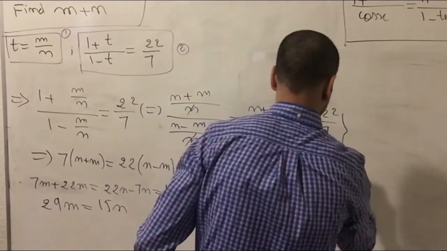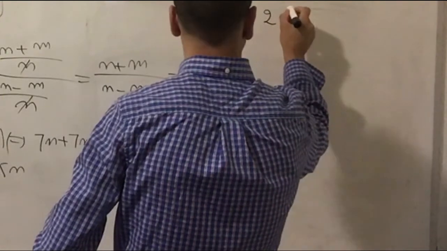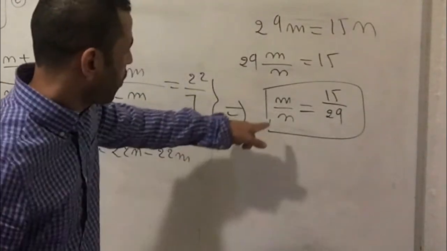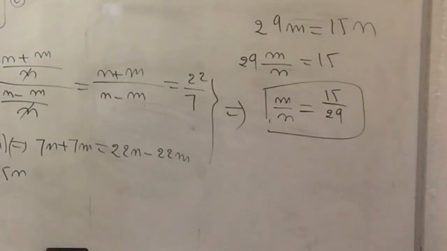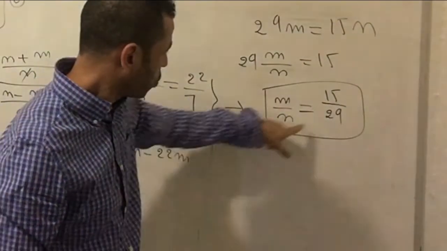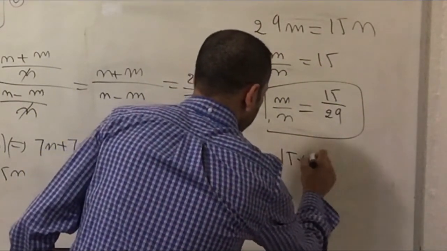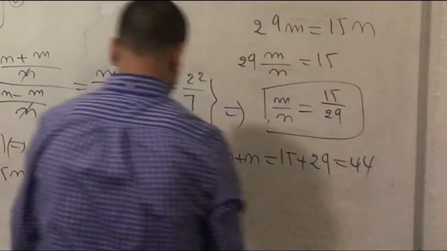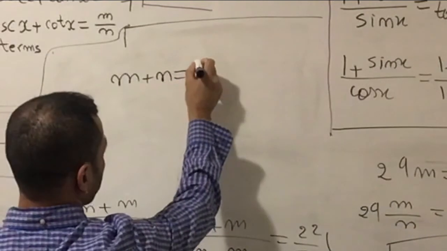So I have 29m equal to 15n. So I have m over n equal to 15 over 29. The question is find m plus n. m equals 15, n equals 29. So that means m plus n equals 15 plus 29, which equals 44. So m plus n equals 44.